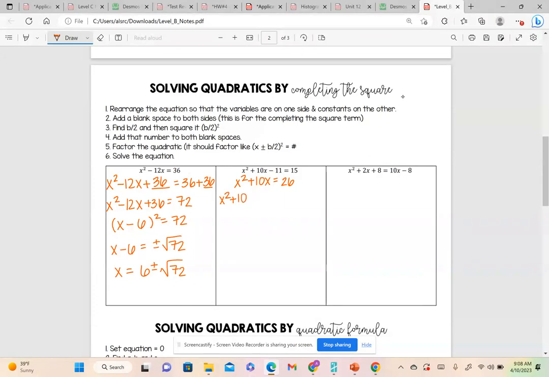So we have x squared plus 10x plus blank equals 26 plus blank. b divided by 2, so 10 divided by 2 is 5. 5 squared is 25. So add 25 to both sides. Now we've got to factor it. Remember that b divided by 2, 10 divided by 2, so positive 5. Take the square root of both sides, so I have x plus 5 equals plus or minus the square root of 51. Subtract 5 from both sides. And that is how we complete the square. If you get stuck, ask.